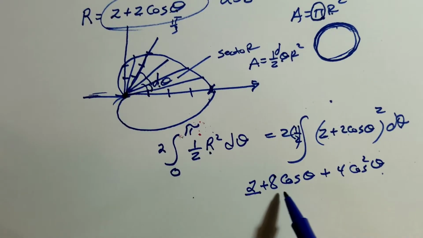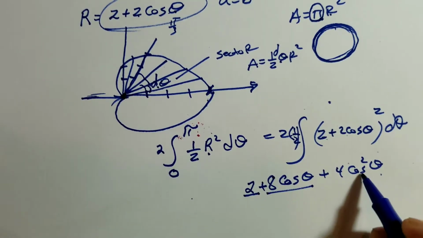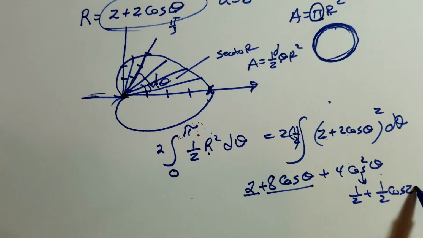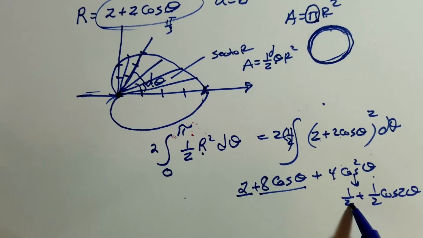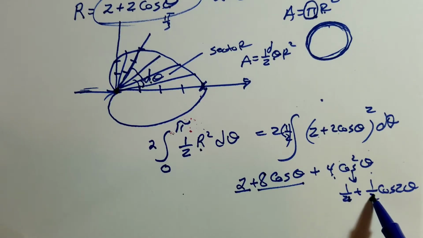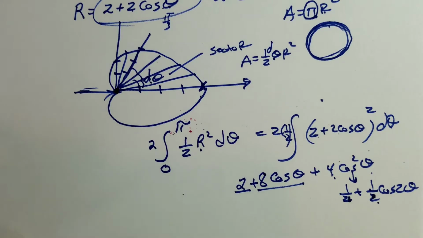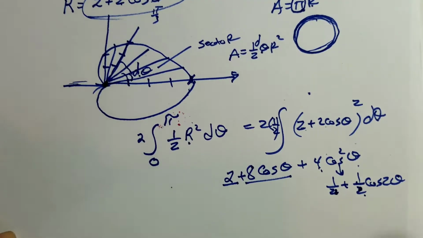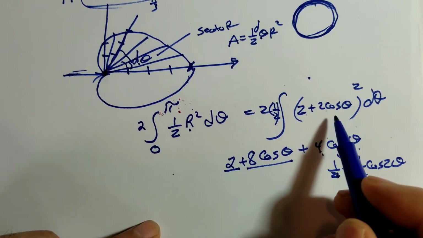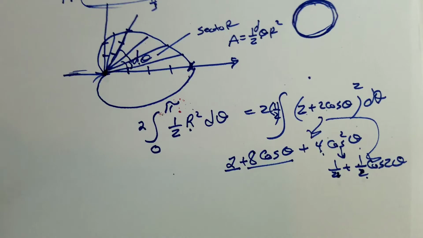You know how to integrate that, which is 4 theta. You know how to integrate that, it is 8 sine theta. But for this one, you have to use the half angle. And when you use the half angle, that becomes 4 times 1/2, which is 2 theta, and 4 times 1/2 is 2, so 2 sine 2 theta divided by 2. Therefore, you know how to integrate it and you can evaluate it. But do you see how much trouble you have to go through in calculus 2 to find the area of a cardioid?